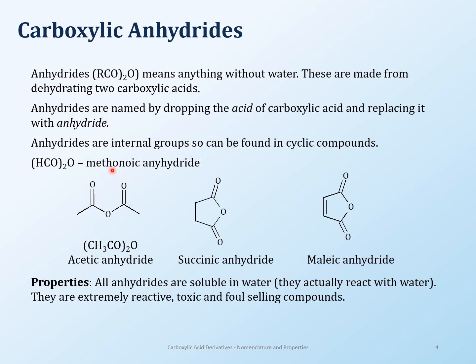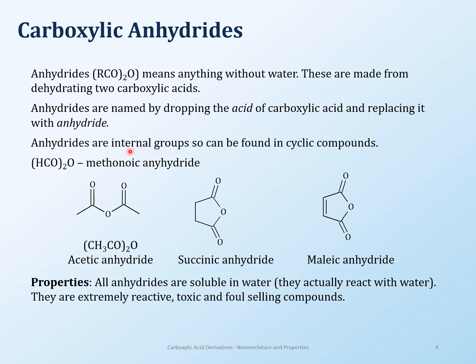So here is an anhydride. An anhydride can be anything with two carboxylic acids, but you don't see the two acids. What you will see is two carbonyls separated by an oxygen, or connected by an oxygen. That's an anhydride. An anhydride means something that is without water.